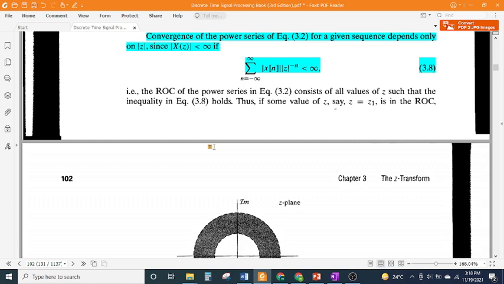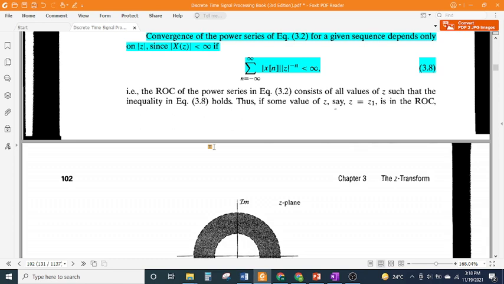A power series of the form of Eq. 3.2 is a Laurent series. Therefore, a number of elegant and powerful theorems from the theory of functions of a complex variable can be employed in the study of the z-transform. See Brown and Churchill, 2007.